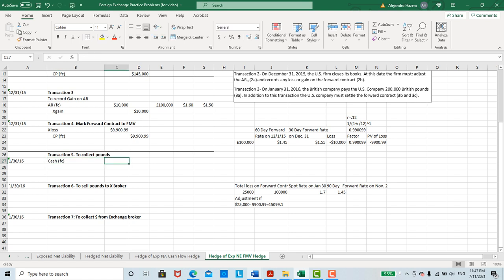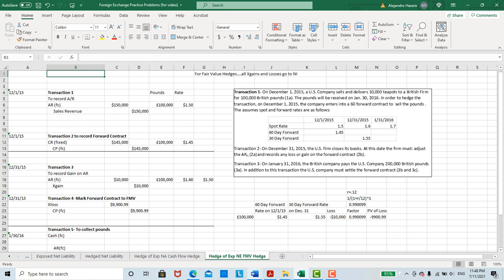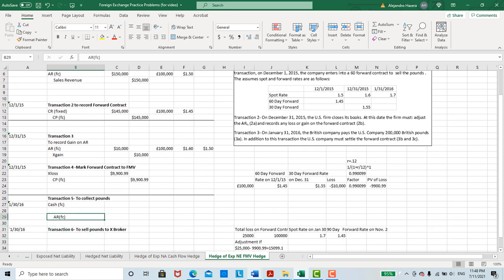So you're going to collect the pounds, and so you're going to debit cash. You're going to wipe off the accounts receivable for currency here. It has, by the way, $160,000 in it. And then, let's go back and look at the exchange rates here. It looks to me like you're going to have a gain on this transaction because the spot rate is $1.70 right there. Okay, so this is our credit column here.